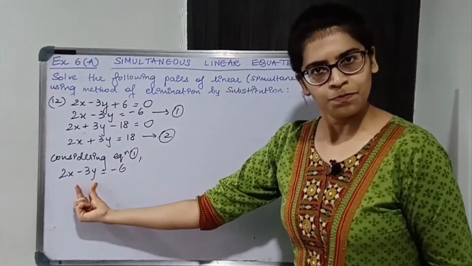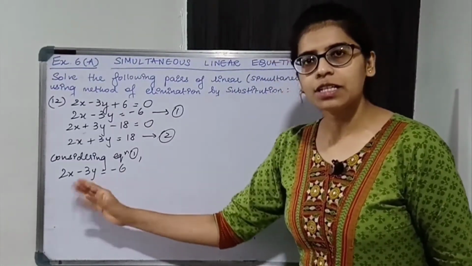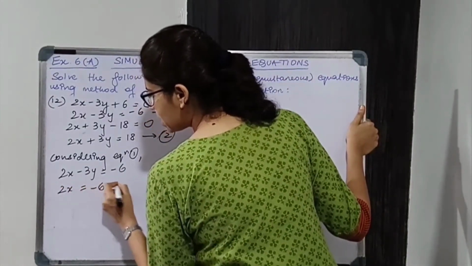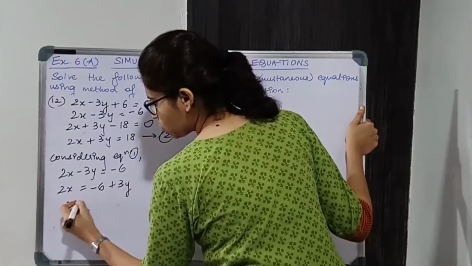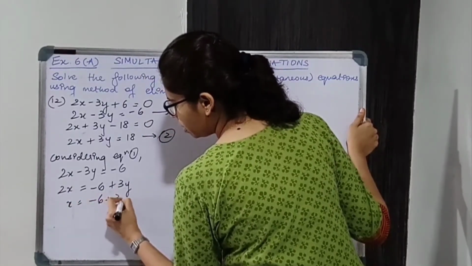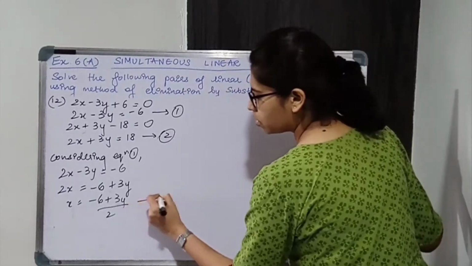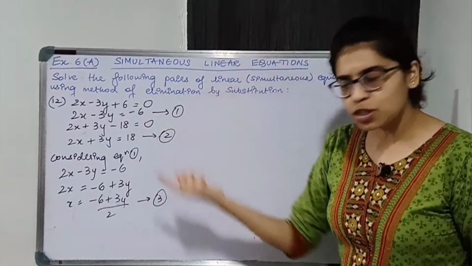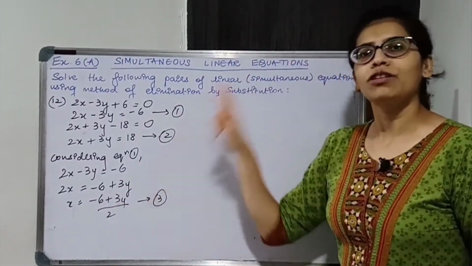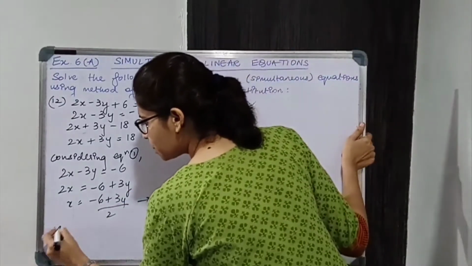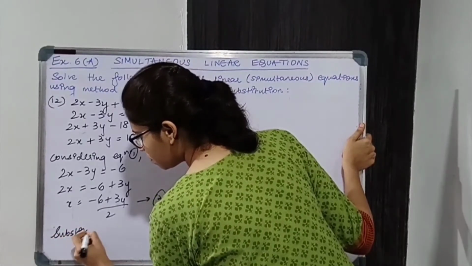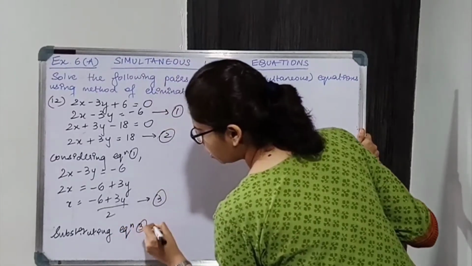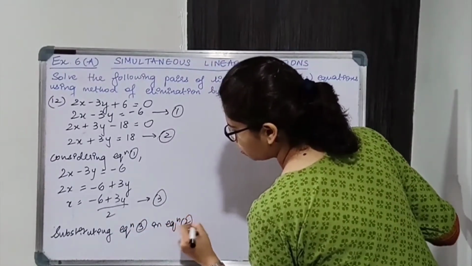y नेगेटिव है. ओके, सो उसको यहाँ पे रखने से अच्छा उसको शिफ्ट कर दो. सो 2x इज इक्वल टू माइनस 6 प्लस 3y. सो x इज इक्वल टू माइनस 6 प्लस 3y बाई 2. Number this as 3. We considered equation 1. So we'll substitute this in equation 2. So substituting equation 3 in equation 2.